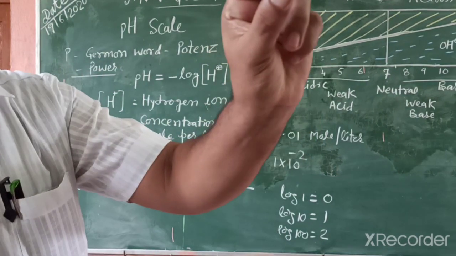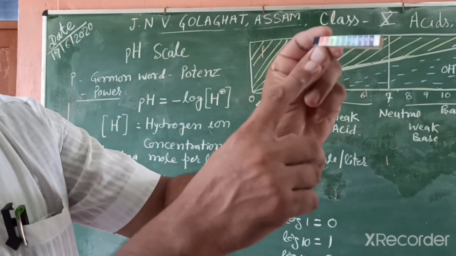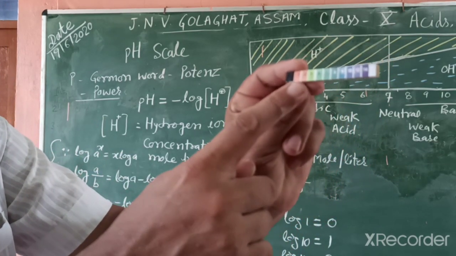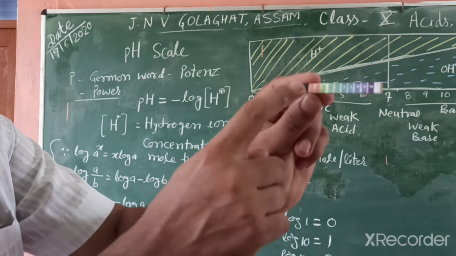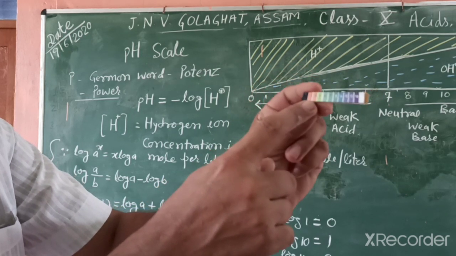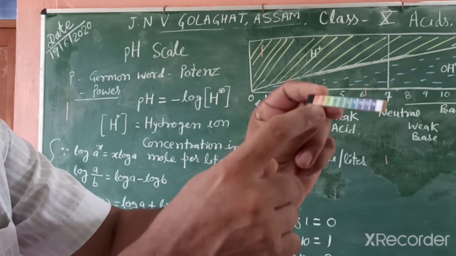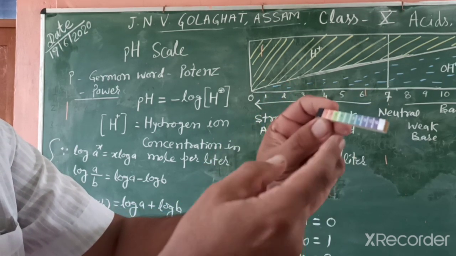This one is a universal indicator. The different colors are written here. When pH is 1 or 2, then it is a red color, and when pH is near 3, then it changes into orange. Orange color means that is also acid.